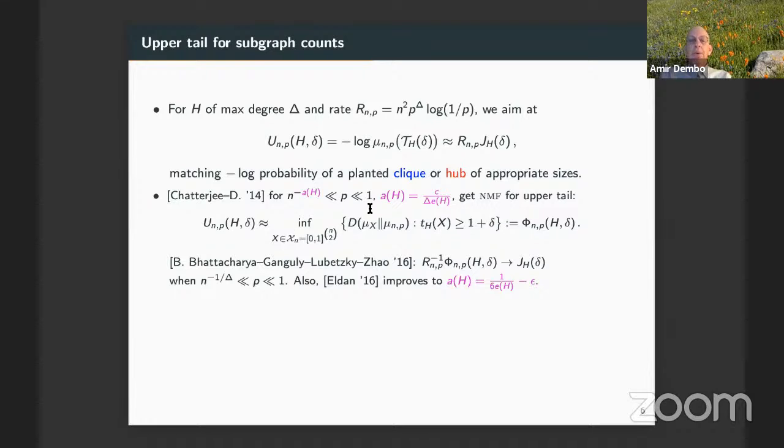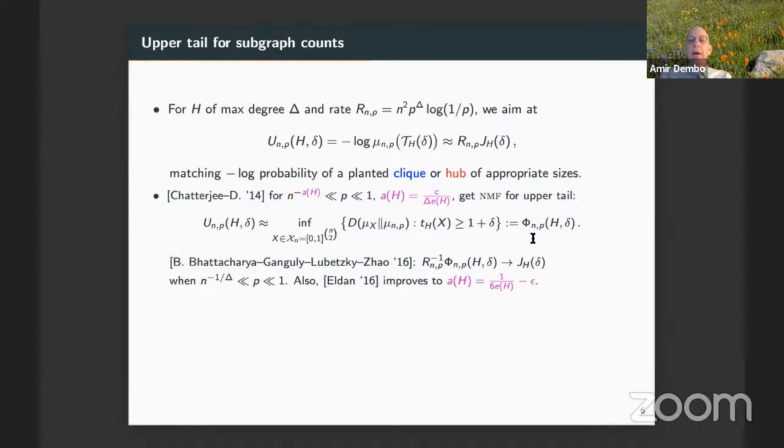This is a variational problem, but a rather complicated variational problem because it's a variational problem on the space of all matrices of size n with n choose 2 edges, all n by n matrices. So it's not a single letter answer yet, but this was done in a work of Bhattacharya, Ganguly, Lubetsky, and Zhao that followed our paper.